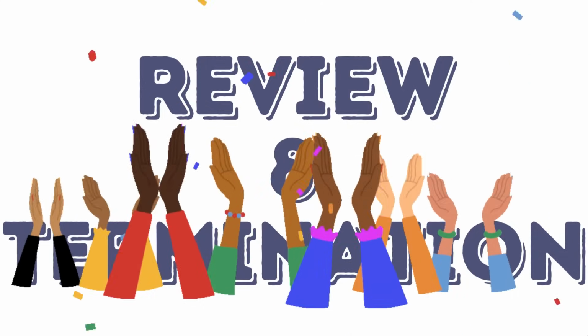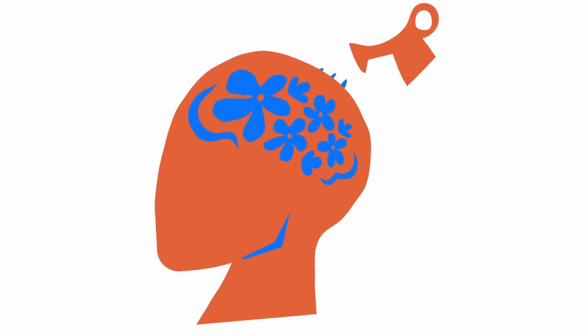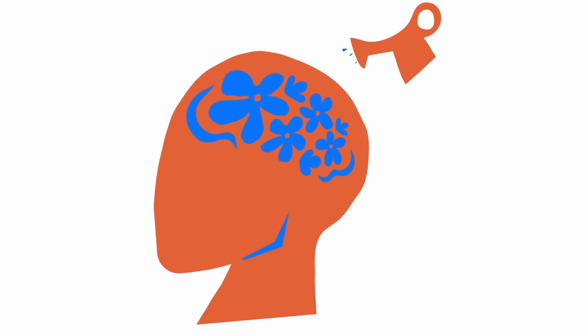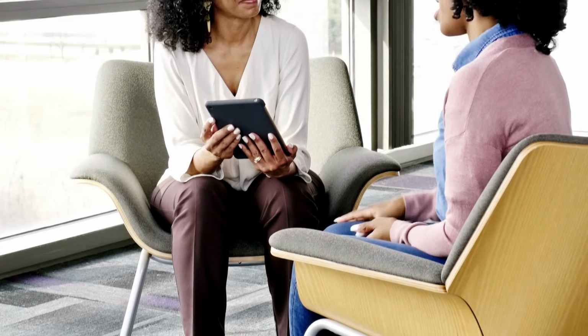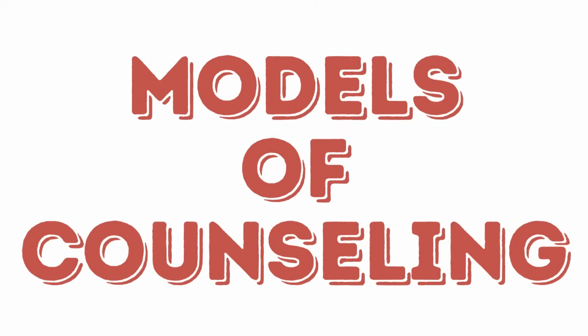5. Review and termination. The final stage of counseling involves reviewing progress, celebrating achievements, and preparing for termination or transition. The counselor and client reflect on the changes made, identify areas of continued growth, and discuss strategies for maintaining progress post-counseling. For instance, a counselor may help a client develop relapse prevention strategies and provide referrals to ongoing support services as needed. Models of counseling.